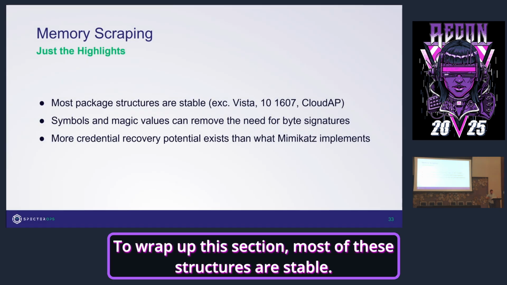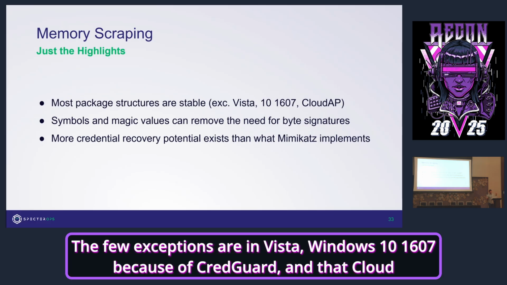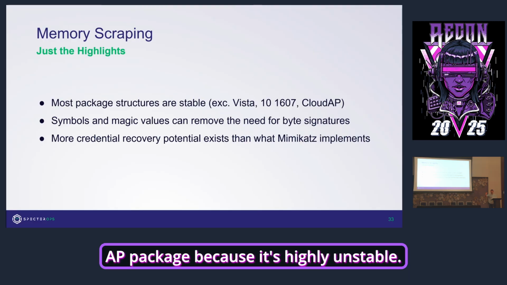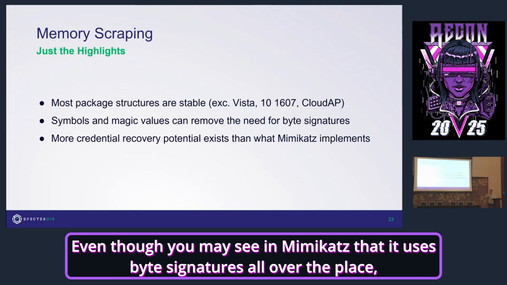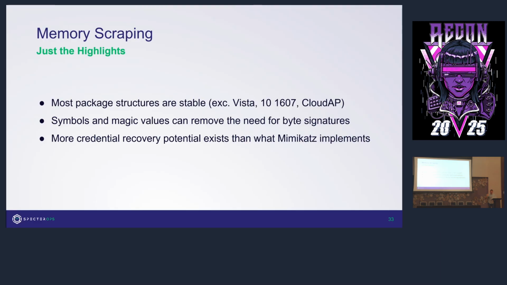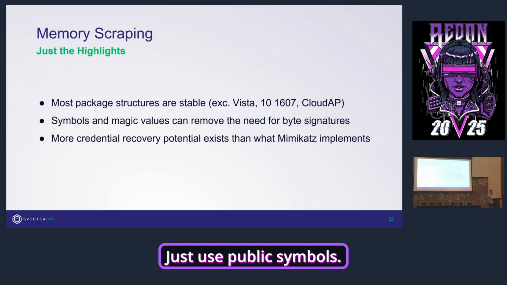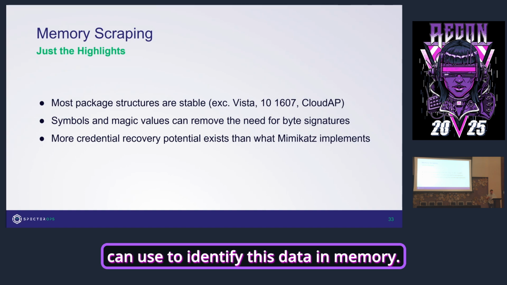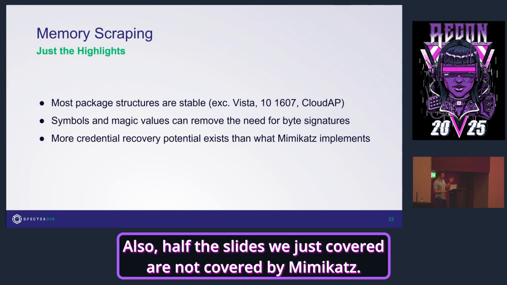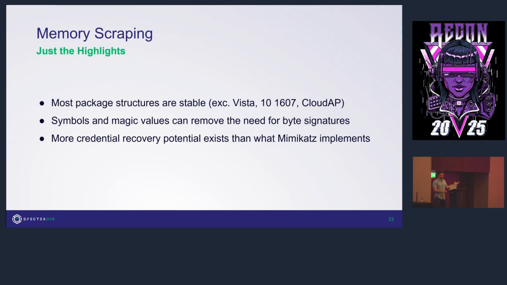But to wrap up this section, most of these structures are stable. The few exceptions are in Vista, Windows 10 1607 because of CredGuard, and that Cloud AP package because it's highly unstable. Even though you may see in Mimikatz that it uses byte signatures all over the place, you don't need to do that. Just use public symbols. And if you don't have public symbols, most of these packages have magic values that you can use to identify this data in memory. Also, half the slides we just covered are not covered by Mimikatz.